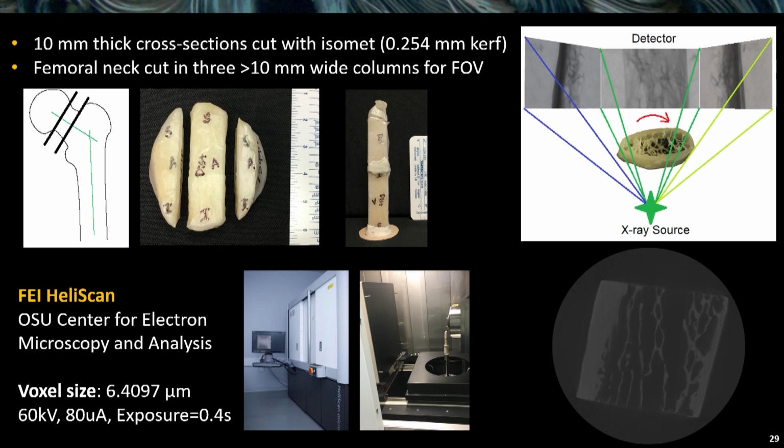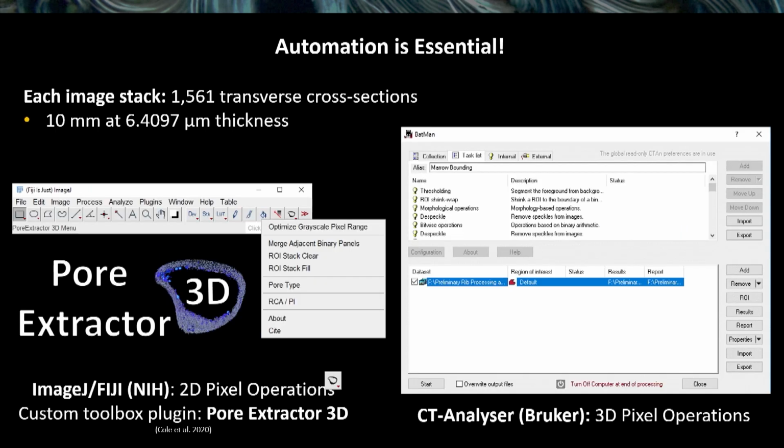And so I had to cut each femoral neck into 3 pieces and stack them on top of each other, and here they're wrapped in parafilm and saline-soaked gauze to keep them moist for BMD. And then I was able to scan them at 6.4097 microns. And automation was really essential here because each image stack was 1,561 transverse cross-sections.